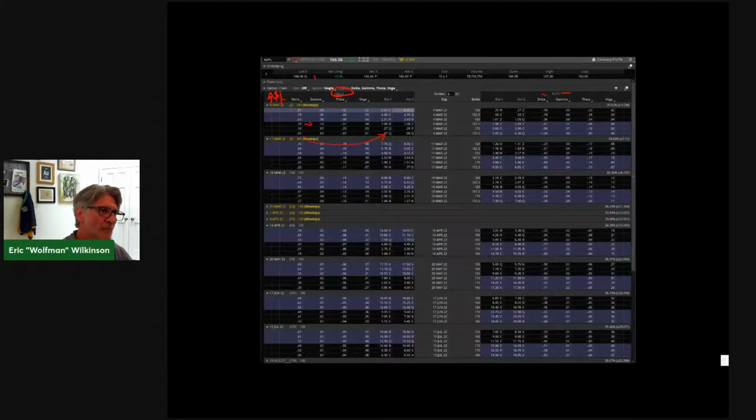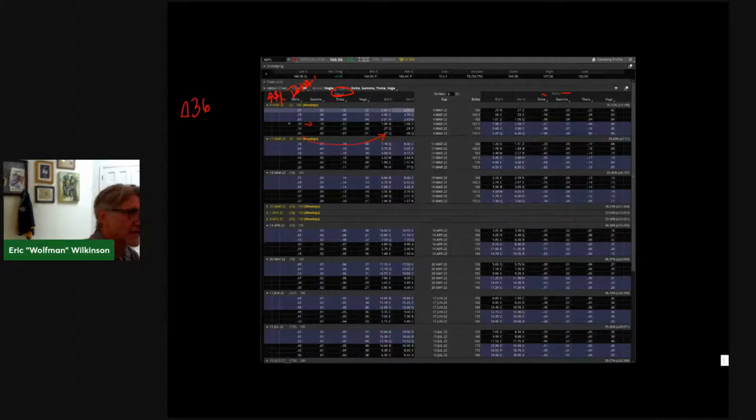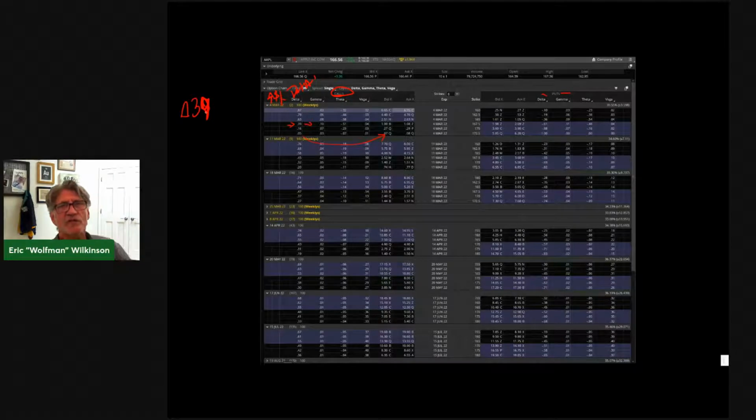Okay. Now, that's what most people tell you. What we learn on the floor, excuse me, is delta is data. Okay, because it tells us more than that. So this 39 delta, let's just talk about that one. At 39 delta means when the underlying moves higher by $1, 39 cents goes into these 167.5 calls. Okay. All right.